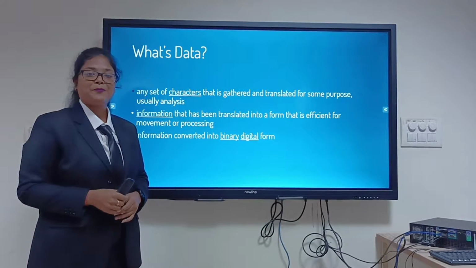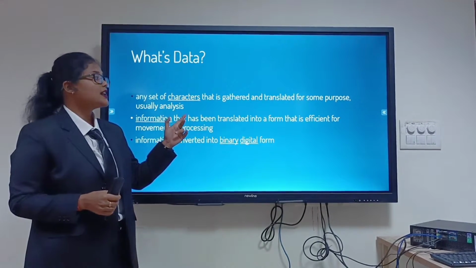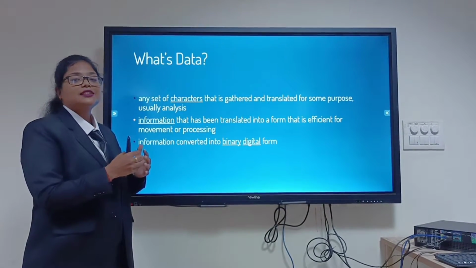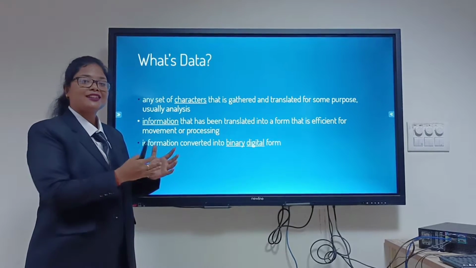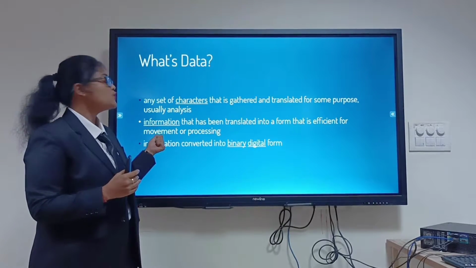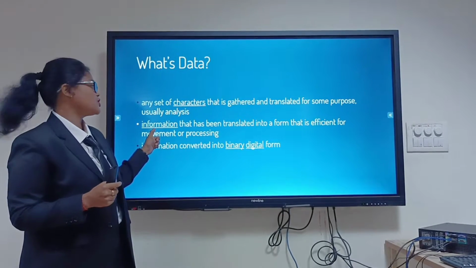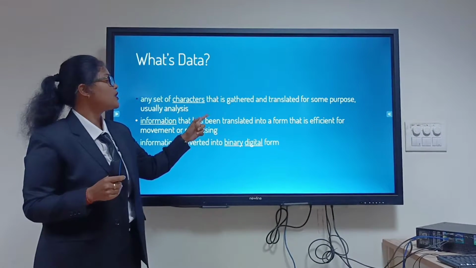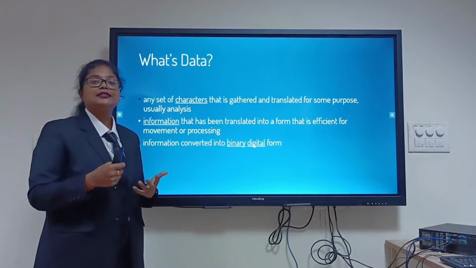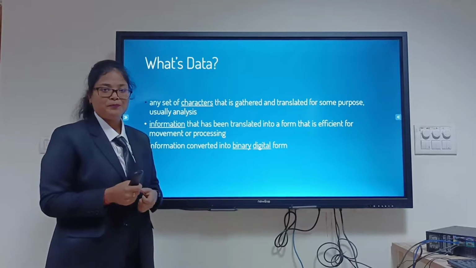First of all, what is data? As I have mentioned, data is any set of characters that is gathered and translated for some purpose, usually for analysis. You gather and collect any form of characters and make it into a usable manner so that it can be used by the user. And when it is used by the user, that will be called information. And that information will be transformed into a form that is efficient for movement or processing, or we can call analysis in management things. So information is mainly converted into binary digital form.